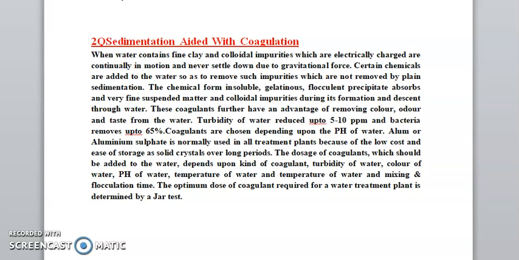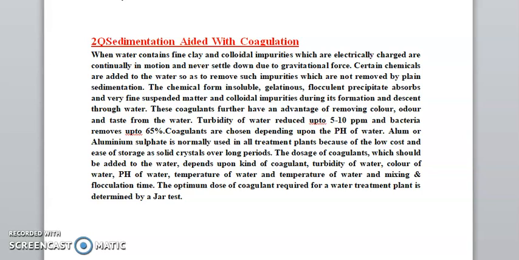Myself, Dr. Amarnath Shetty, professor in the AJIT Civil Department, Mangalore. Now we go for the second question: sedimentation aided with coagulation, in water supply and treatment engineering. Module 3, that's a continuation.